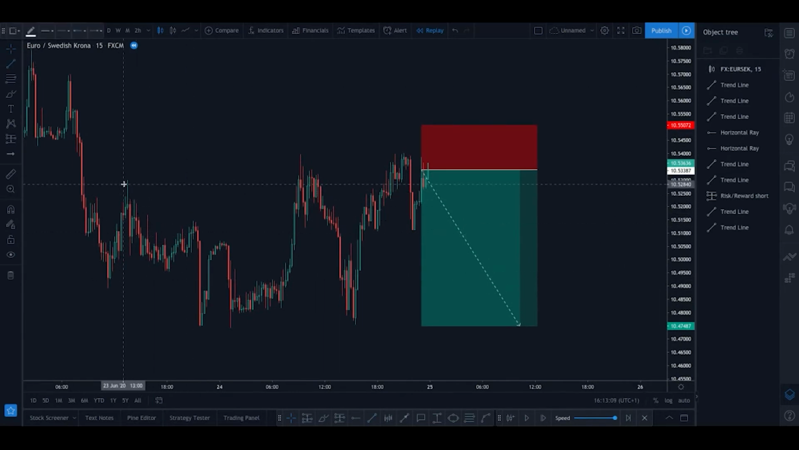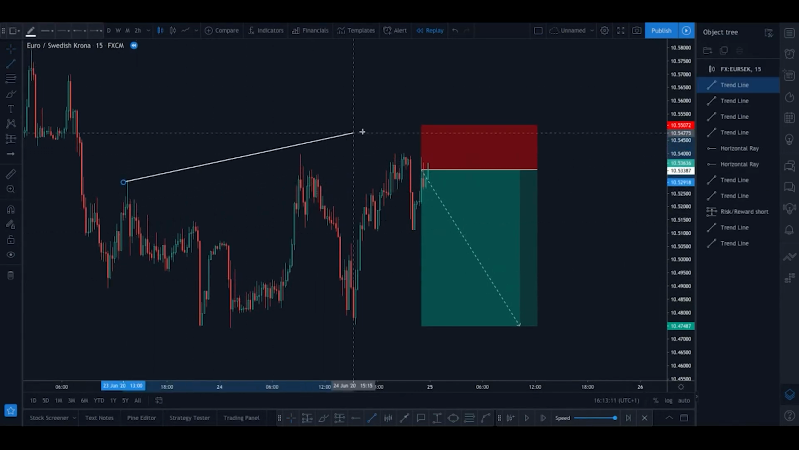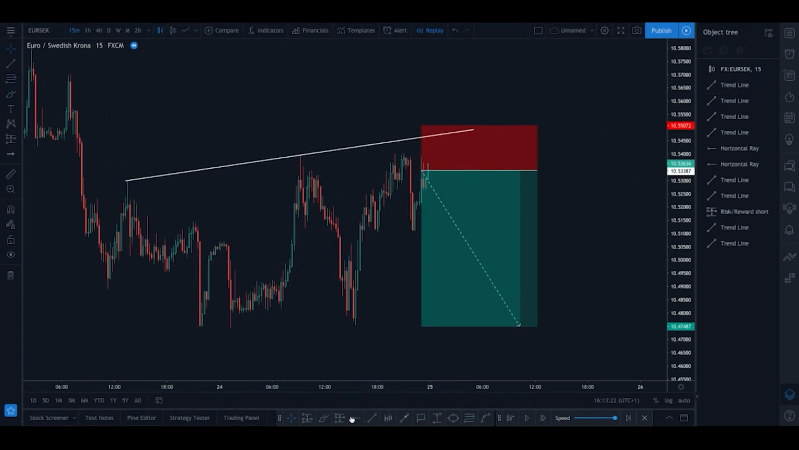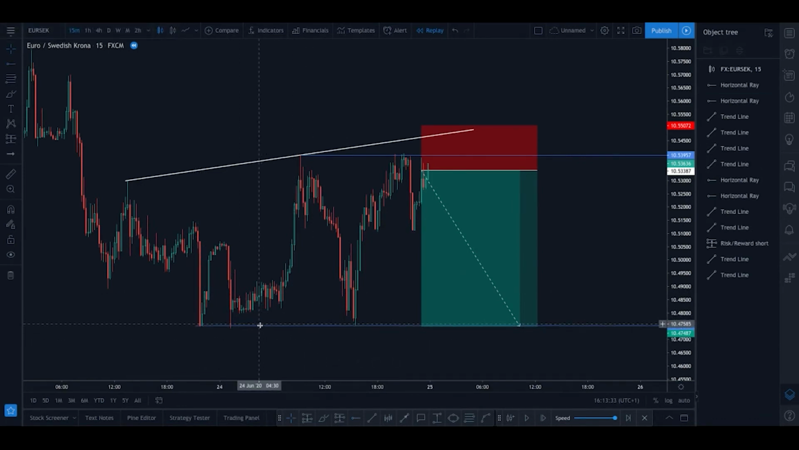So structure-wise, what was I looking at? Now we've had this structure here. It's ascending, it's higher highs every time. And then I drew on the double top here. And this was actually a lesson for me myself. And then I'll actually draw in this bottom as well. Yeah, like so. So this was a lesson for me.